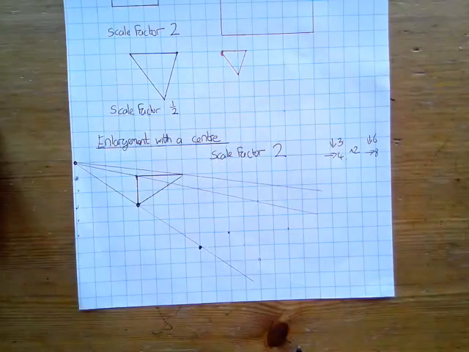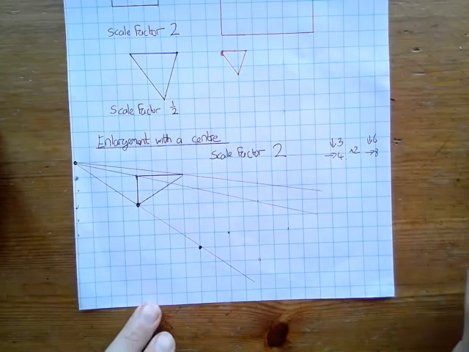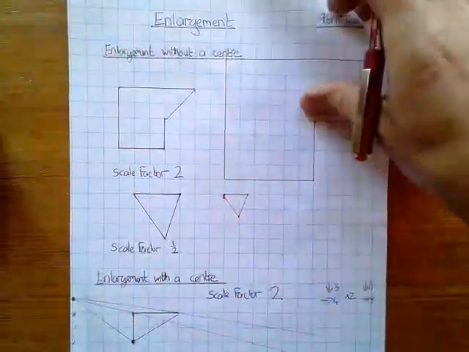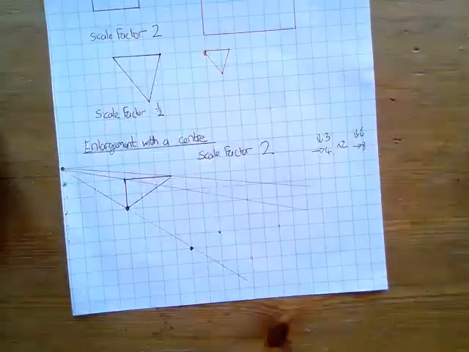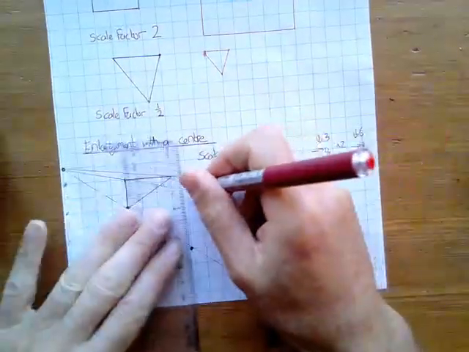Now the good news is you don't have to do that again for the other points. The reason you don't have to do it again is because we know the scale factor, it's 2. So all I have to do, like I did earlier, is draw the shape now twice as big as it was originally. Okay, so this line was 2, so I've got to do 4.